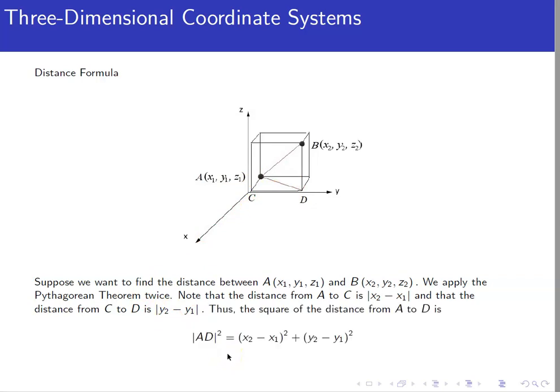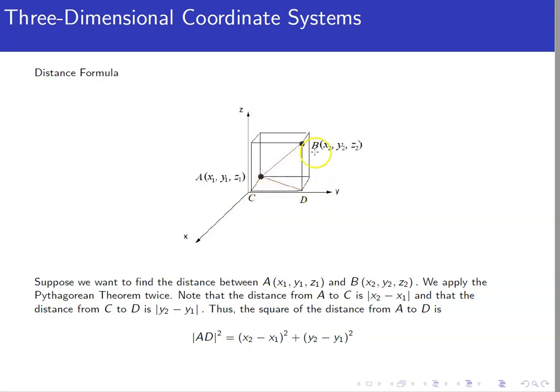So when we look at the square of the distance between those 2 points, we would have the sum of the squares of the legs of the right triangle. So you'd have x2 minus x1 squared, and then y2 minus y1 squared added together gives you the length of the hypotenuse squared. Okay? All right, so now we know what the length of AD is.